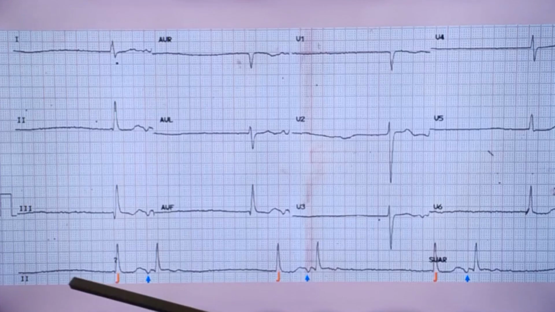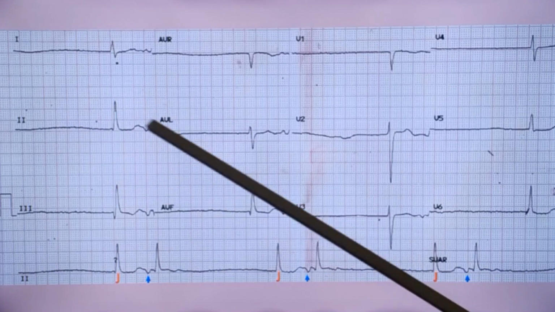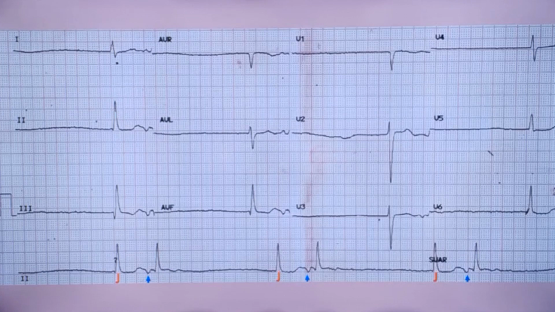There are no regular sinus P waves seen anywhere. No sinus P waves are seen. And the first beat, which is marked as J, is a junctional escape beat. After a short interval, you see a negative P wave in lead 2.